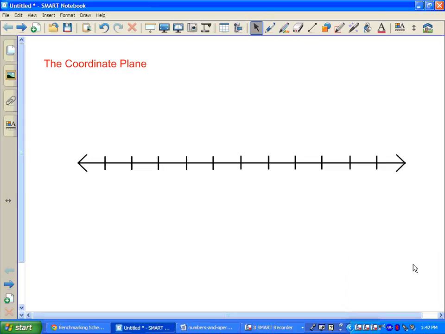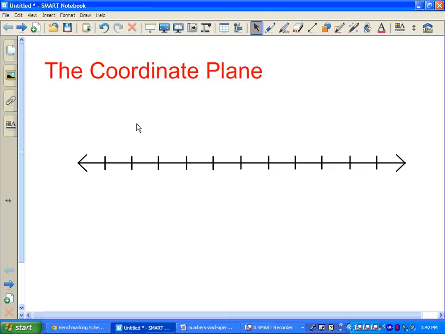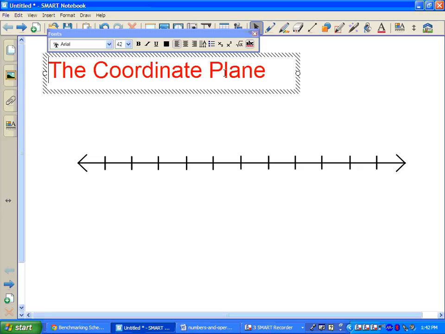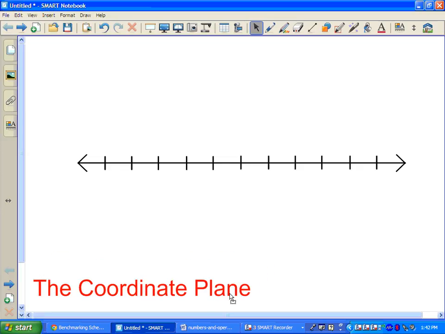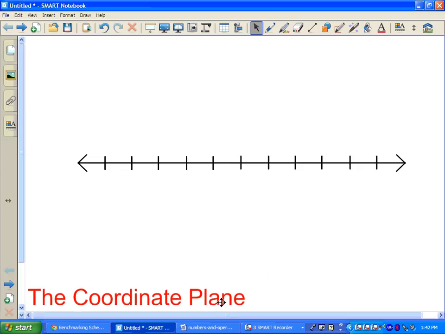Hi, today we're going to talk about the coordinate plane. And this is a lot of fun because you guys have probably played Battleship before, but that's just using one of the quadrants.